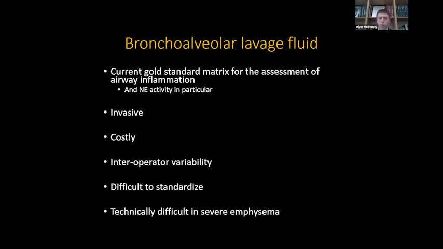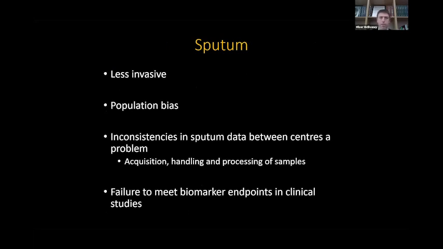Now, when it comes to sputum, sputum presents a less invasive means of sampling the airway, but inconsistent or poorly reproducible data between centers has been problematic. And the problems with sputum arise in part, again, from the acquisition, handling, and processing of the samples. In addition, there's also the possibility that sampling only patients who spontaneously expectorate sputum, or indeed who produce a lot of sputum to begin with, may result in a biased, sicker population, and in particular a bronchiectatic population, whereas relying on those who are fit for lavage may bias the population to a less sick cohort.